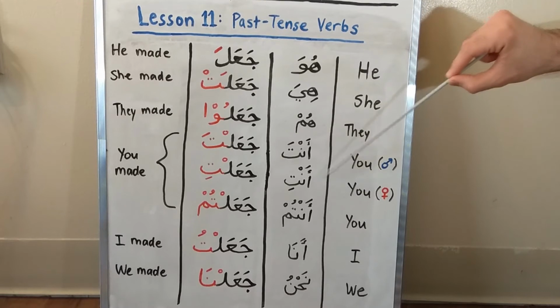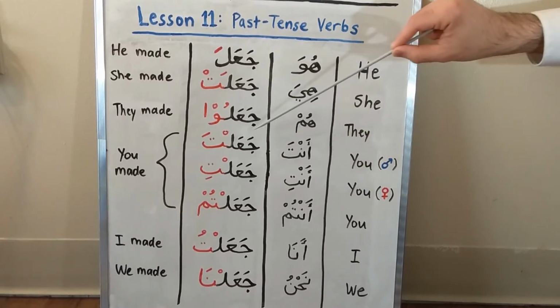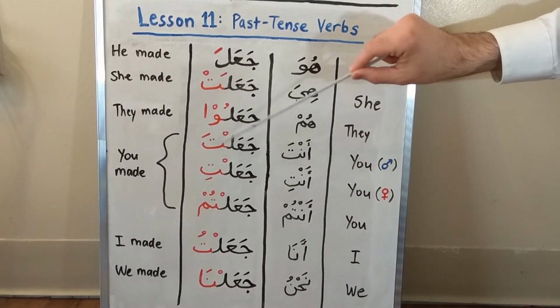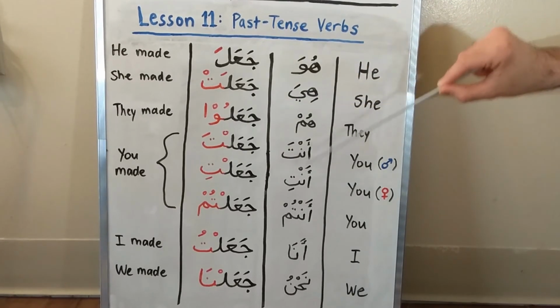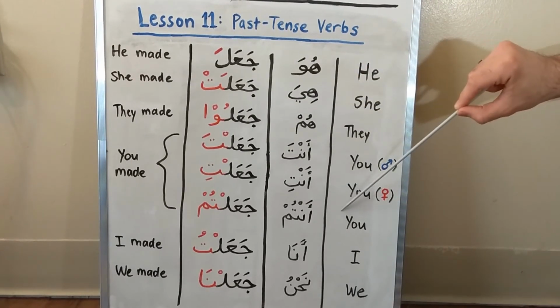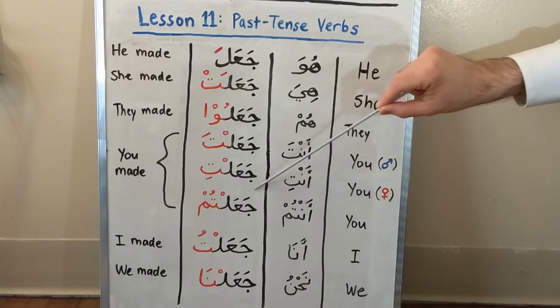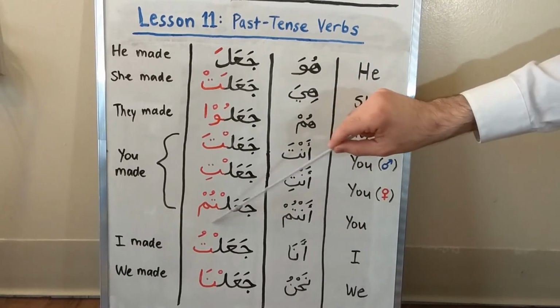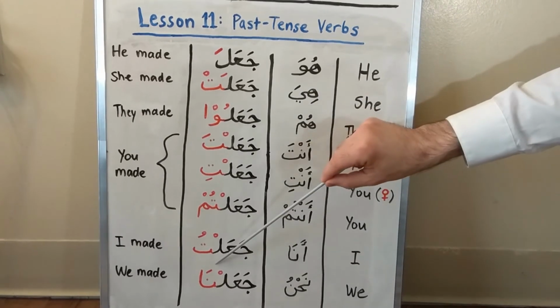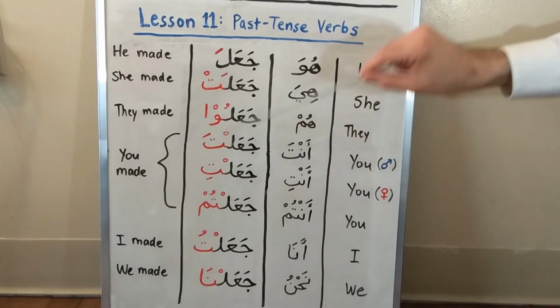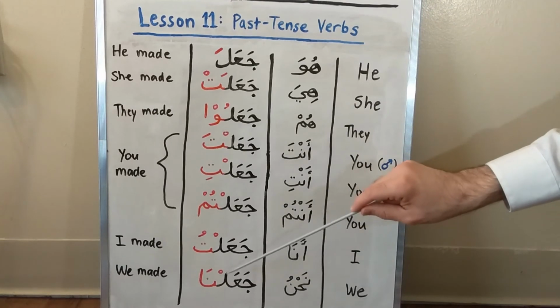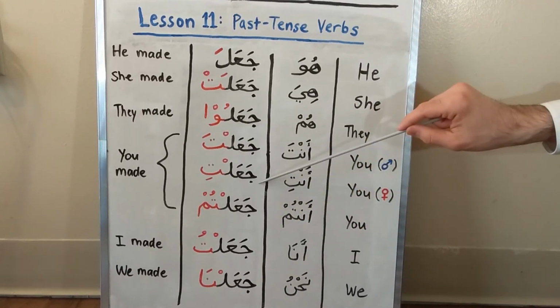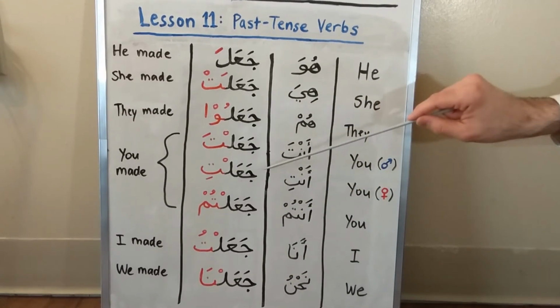Anta and anti, both forms of you, would get ja'alta and ja'alti. Notice how the tas correspond with the ending of the anta and the anti. Similarly, the plural you, antum, has ja'altum, tum at the end. Ana has ja'altu, and nahnu has ja'alna. So once you get familiar with recognizing how the suffixes are, you'll be able to tell who's doing the verb just by looking at the way the verb ends.